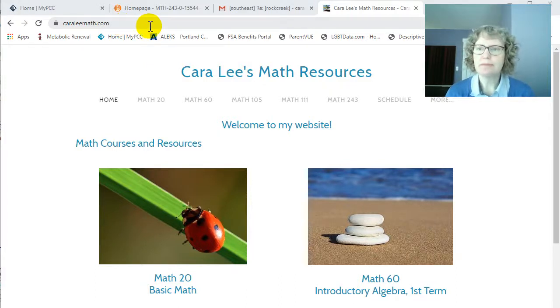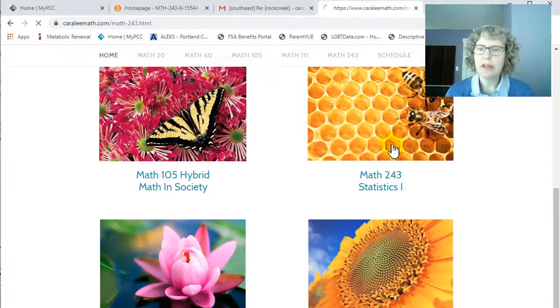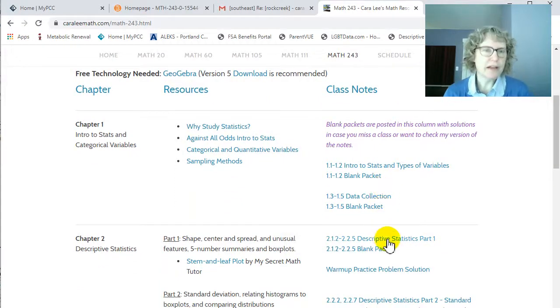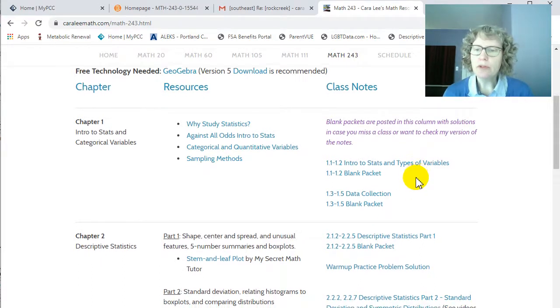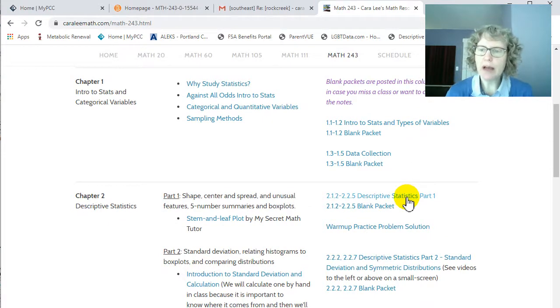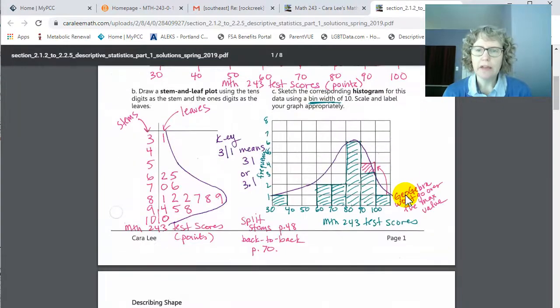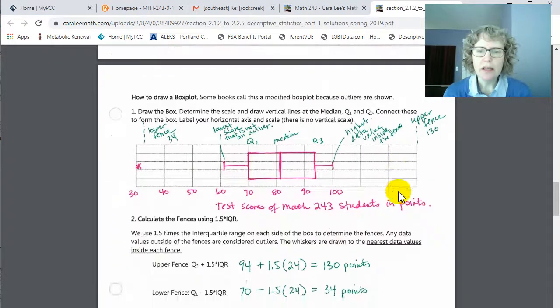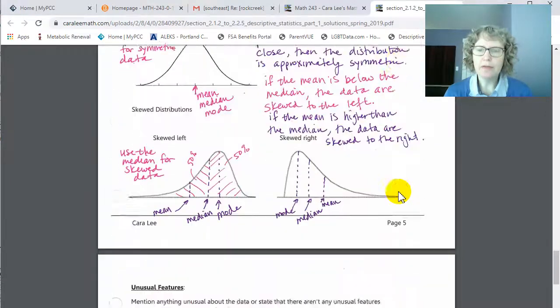Maybe under resources, and you can either click on Math 243 here, or you can scroll down to 243, and then this just gives you an additional set of class notes. You'll see that Julia's and my notes are very similar, even identical in some places. But what I wanted to show you is just another example of writing out that paragraph. So I'm going to go, there's a blank packet and a completed one for each version. And you can see this even looks really similar to what you did with Julia. So here's one example of a paragraph.